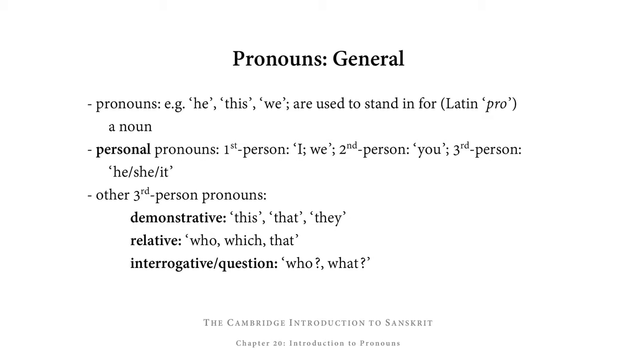There are different kinds of pronouns. First of all, the personal pronouns for all the three grammatical persons, so first, second, and third. First person would be I, or plural we. Second person would be you. Third person would be he, she, it. And then there are also other third person pronouns, such as the demonstratives, this, that, or they. Relative pronouns, who, which, or that, in the sense of the man who is standing over there, the food that I ate earlier, and so on. And finally, interrogative or question pronouns, who, what, and so on.